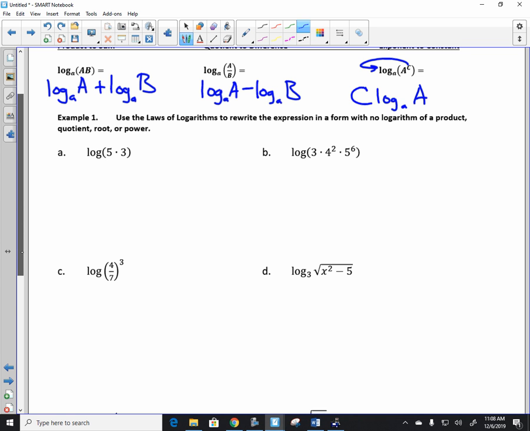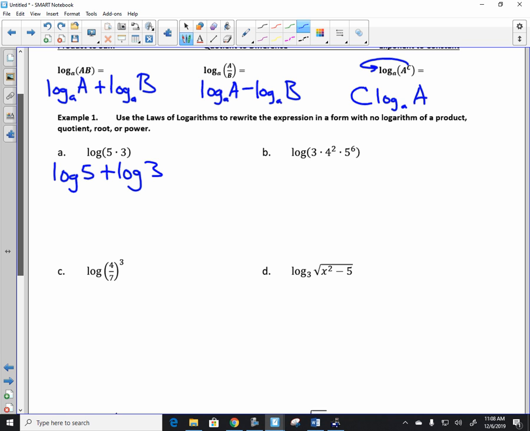So the first part of your assignment is going to be able to take logarithms that are written with quotients or products or powers, and you're going to write them with no quotients or products or powers at all. So in this situation, we have log of 5 times 3. I want this times to go away. So I do log of 5. Everybody know what I do from there? Plus the log of 3.